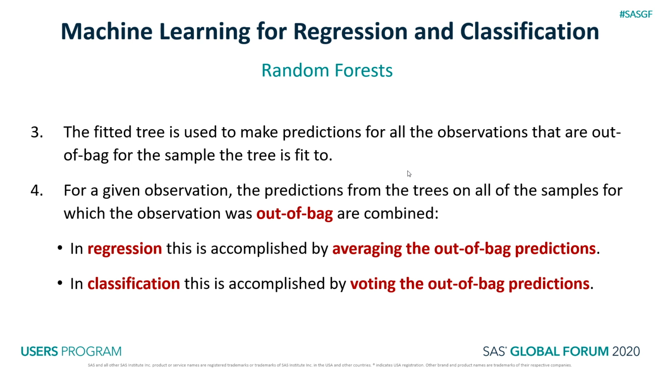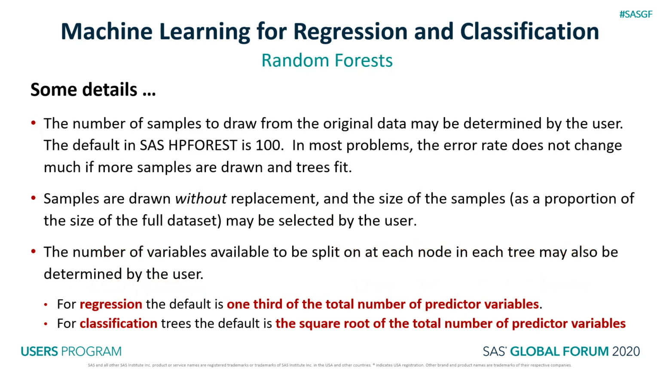This is very much the cross-validation idea. You fit on some portion of the data and you predict on the other portion. In the case of random forests, the other portion are the observations which are not part of the random sample. For a given observation, the predictions from the trees on all of the samples for which the observation is out of bag are then combined. In regression, this is accomplished by averaging the out-of-bag predictions. In classification, this is accomplished by voting the out-of-bag predictions. So that if there were 50 predictions of Class A and 40 of Class B, then we would choose Class A. Class A would be the prediction.